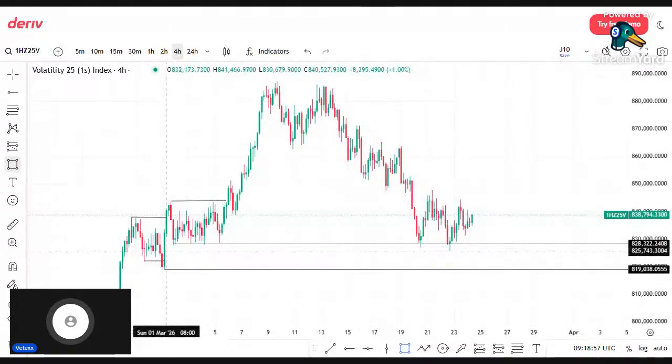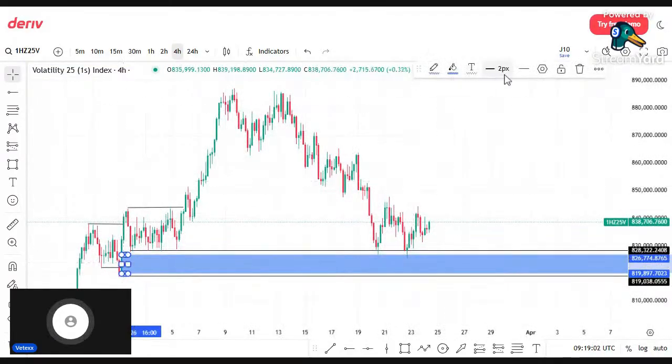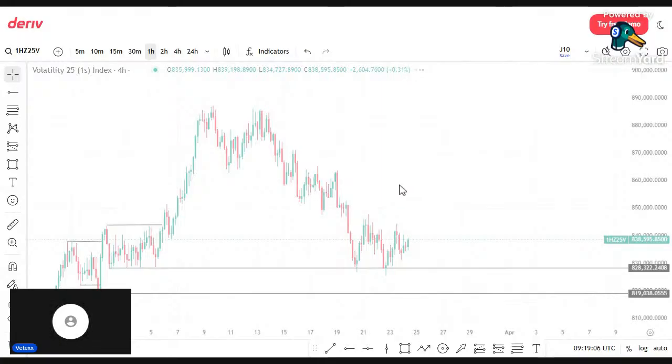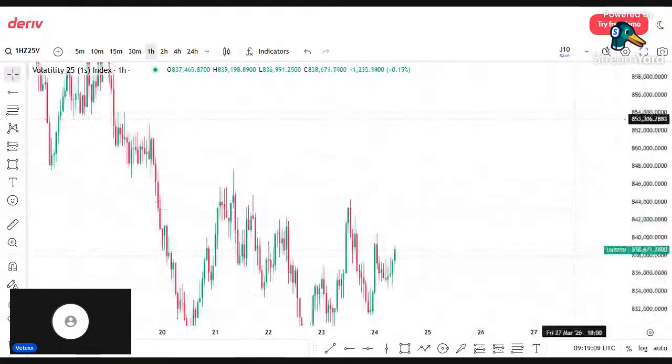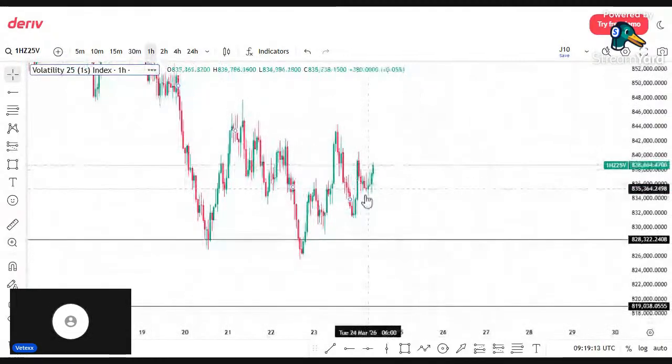So price has done that already. And the next thing for us to do is to scale down to the lower time frame, which is the 1 hour, and then look out for continuation entry. So that is what we are going to do now. So we have this move here.